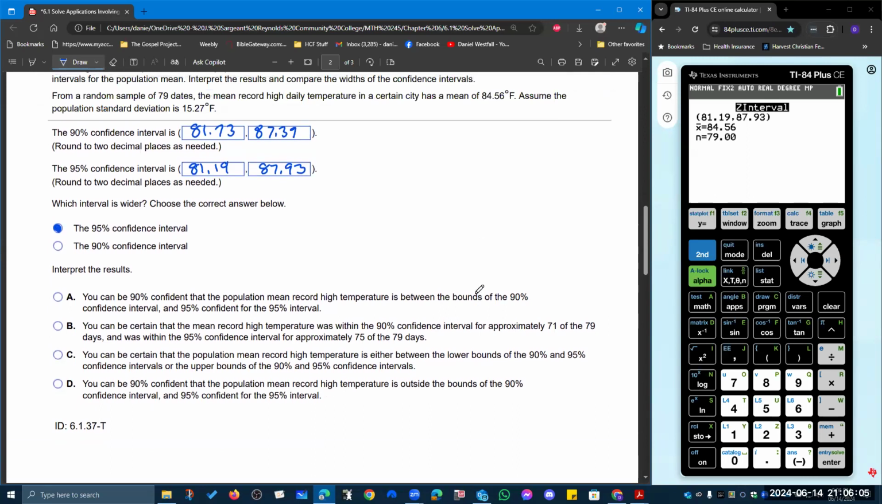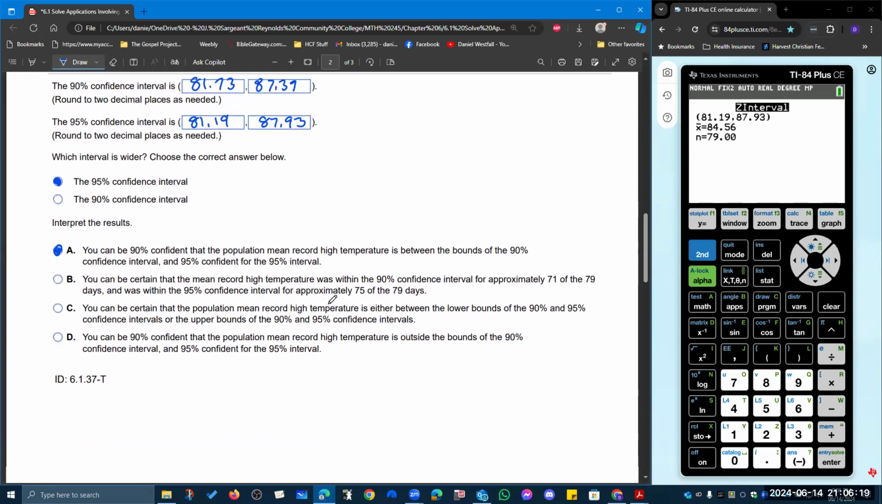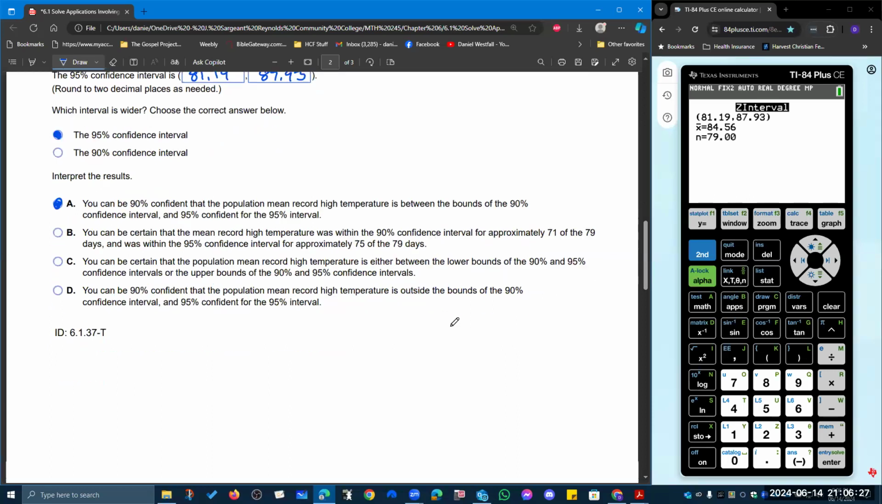We are 90% confident that the population mean high temperature is between the bounds of the 90% confidence interval, and 95% confident for the 95% interval. And there we go. All right.